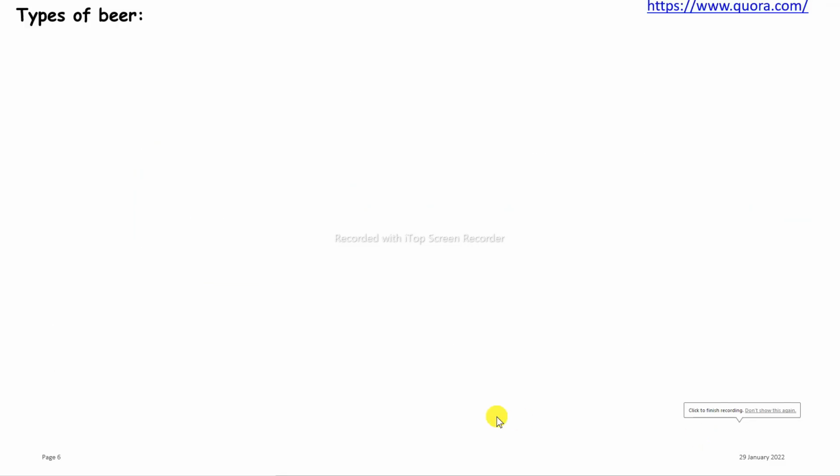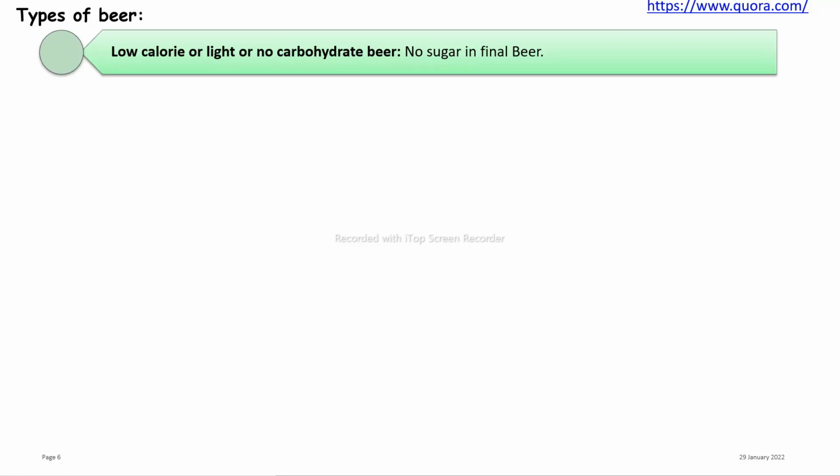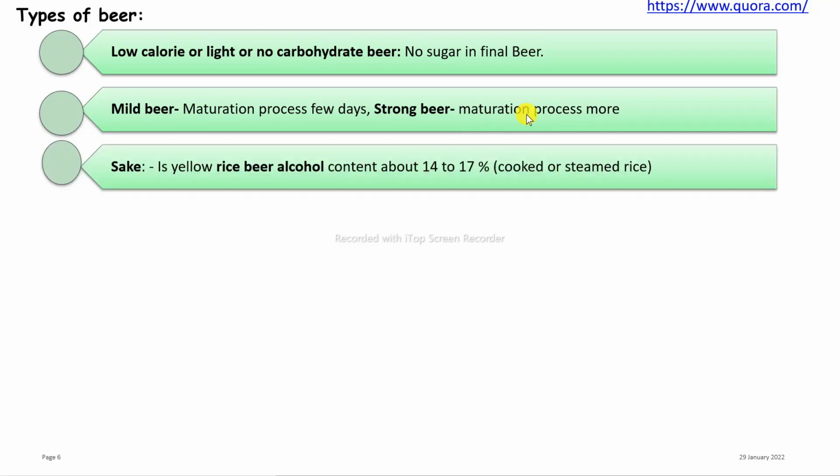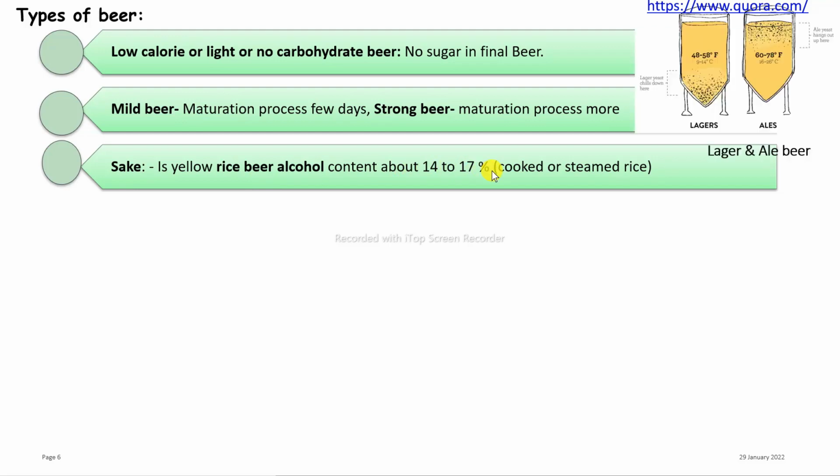These are the other additional ingredients added in the brewing process. What are the different types of beers available in the market? First, the low calorie or light or no carbohydrate beer. That means the final beer must contain very little free sugar, maintained by proper final fermentation, or no external sugar added into the final beer. Then mild beer and strong beer as per their alcohol percentage, in which mild beer contains less than 5% and strong beer contains 5 to 8% alcohol by volume. Then sake beer is produced from rice grain, in which the alcohol content is 14 to 70%.